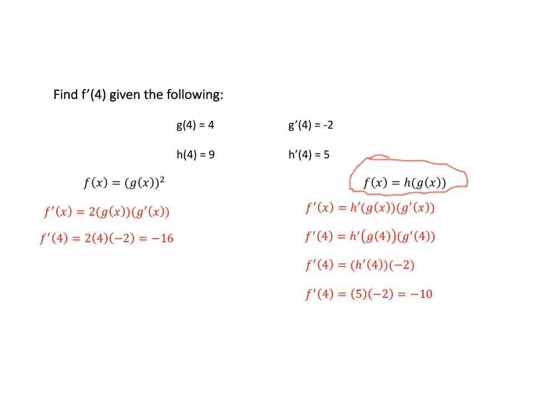Well, first of all, what is g of 4 right here? We always work inside out on parentheses. G of 4 is simply equal to 4, so that becomes 4 right there. What about g prime of 4, which is right here? G prime of 4 is equal to minus 2. Okay, but now I've got h prime of 4, which is right here. H prime of 4 is equal to 5. So there's where I get the 5 right there. I already have the minus 2. 5 times minus 2, our answer comes out to be minus 10.